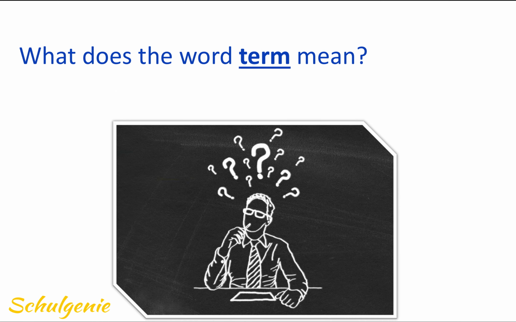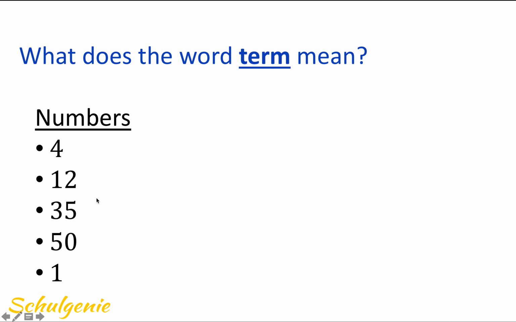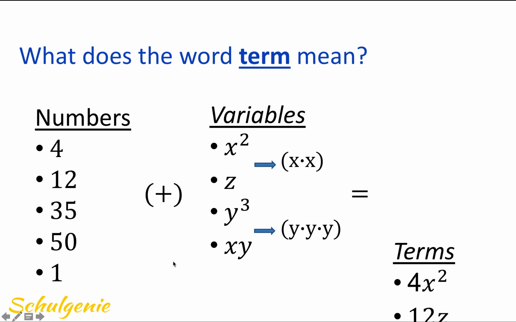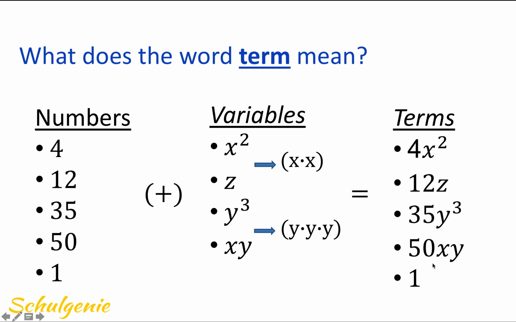Does anybody know? Well, a term can be just a number by itself, like 4, 12, 35, and so on, or a number accompanied by a variable, which is a letter that stands for an unknown number, so we don't know it yet. It can be x to the power of 2, which simplified is x times x, or c, or y cubed, which is just y times y times y, or the variable xy. And so, as a result, terms are just numbers by themselves like 1, or a number with a variable like 4x squared, or 12c, or 35y to the power of 3, or 50xy.